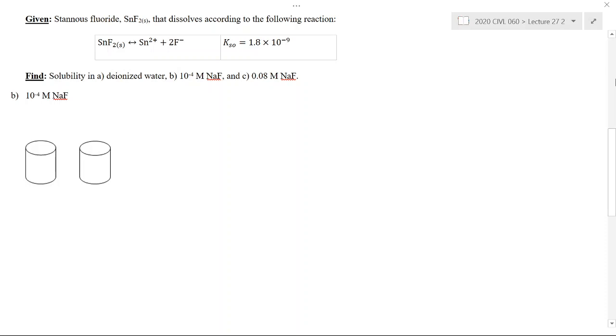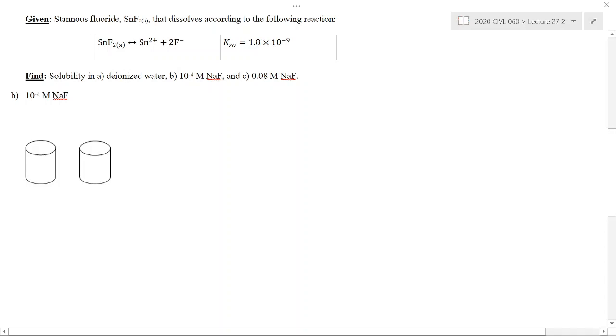In this video, I'm going to show an example problem where we calculate the solubility of stannous fluoride, and we're going to calculate it in a lightly salty solution where the salt is sodium fluoride. In the last video, I calculated the solubility in deionized water, so we'll use this one as a comparison. First of all, I've shown the reaction for stannous fluoride, precipitation and dissolution, as well as the equilibrium constant. And here we have a lightly salty solution of 10 to the minus 4 moles per liter sodium fluoride.